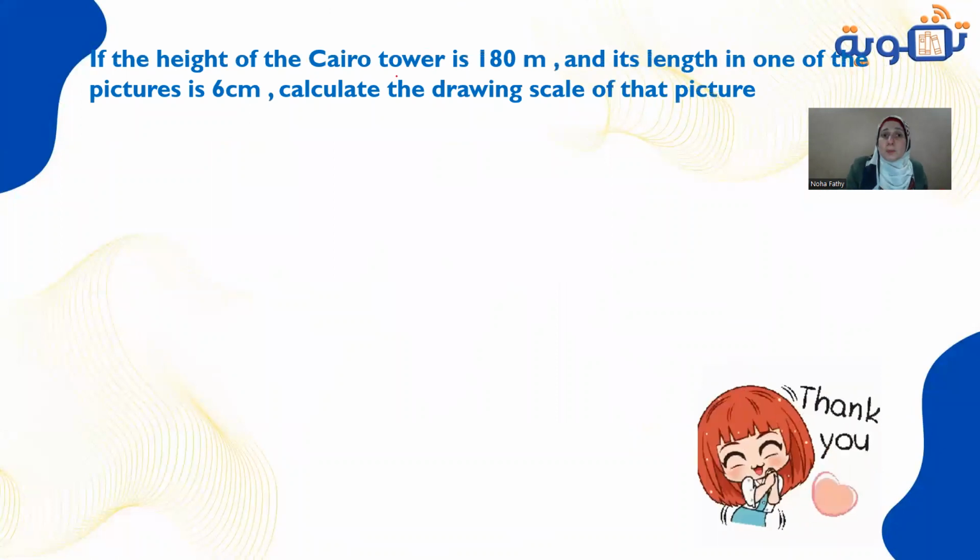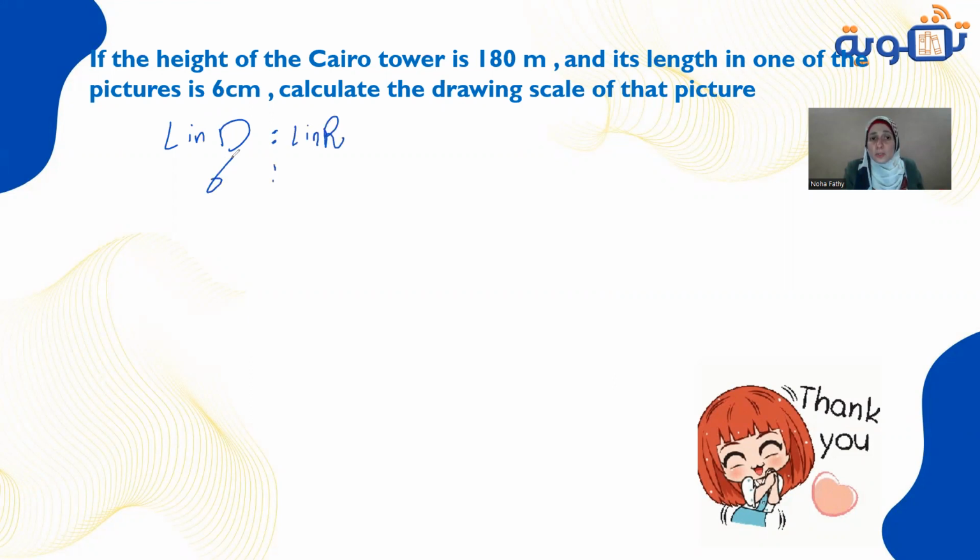Let's take an exercise about drawing scale. If the height of the Cairo Tower is 180 meters and its length in one of the pictures is 6 centimeters, calculate the drawing scale of that picture. So I will make what? Length in drawing to length in reality. So I will write here length in drawing to length in reality.